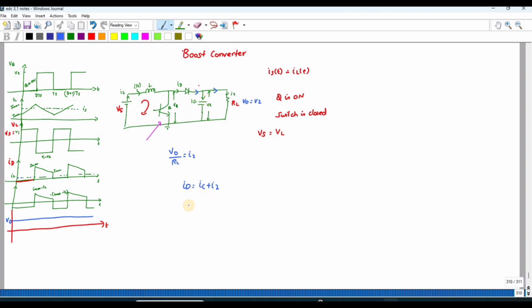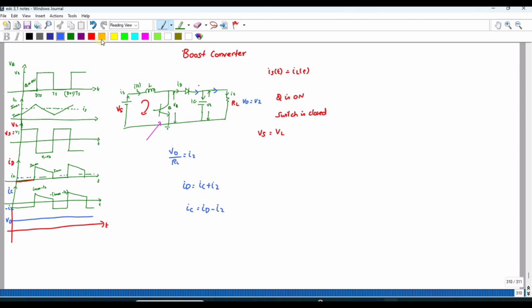So I can write the IC current. IC current is equal to ID minus I2. So this is your ID current, and this is your I2 current. So what is IC? IC is nothing but minus of I2. So this is nothing but minus of I2 value. So this is about when Q is on.